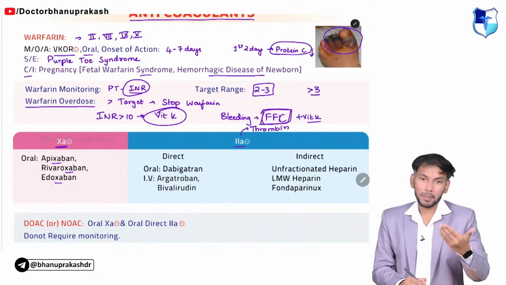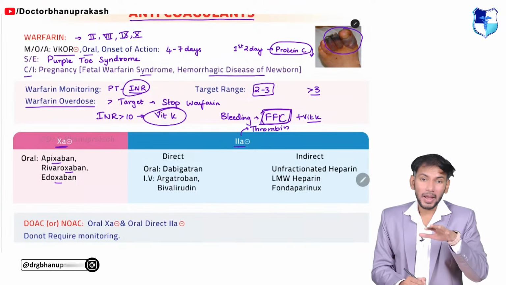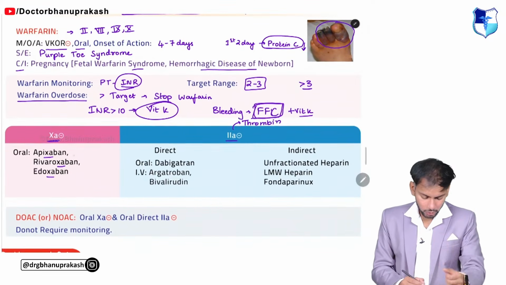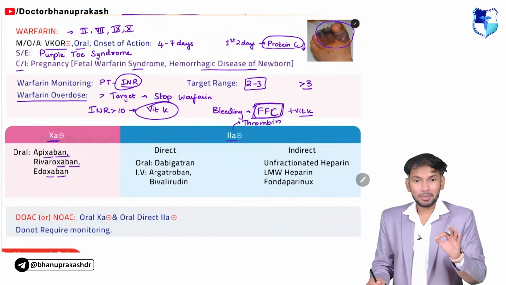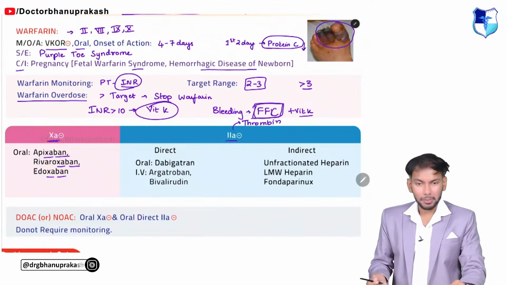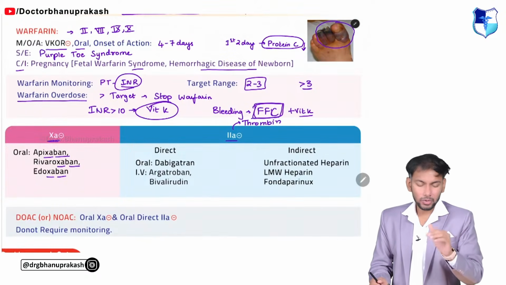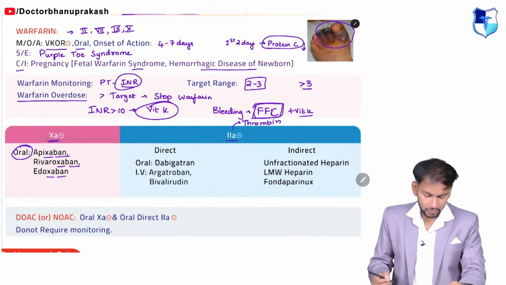When you are blocking it, you are banning it, or it is also known as antagonist. So, these are known as exabans: apixaban, rivaroxaban and edoxaban. These are 10A blockers. Easy to remember, all of these are oral drugs.